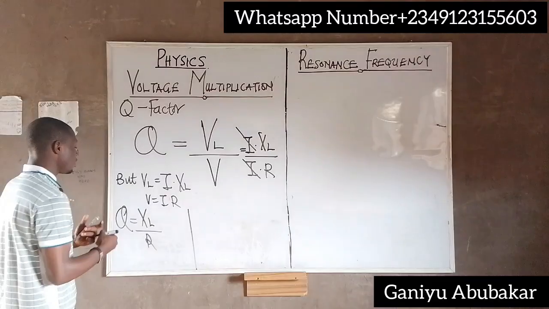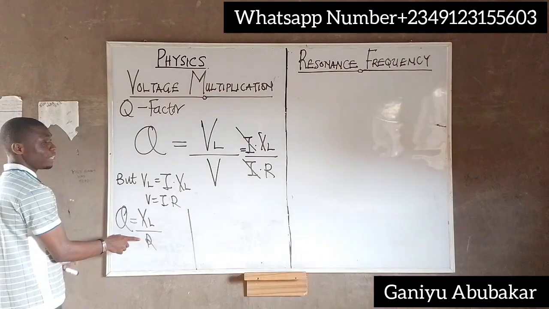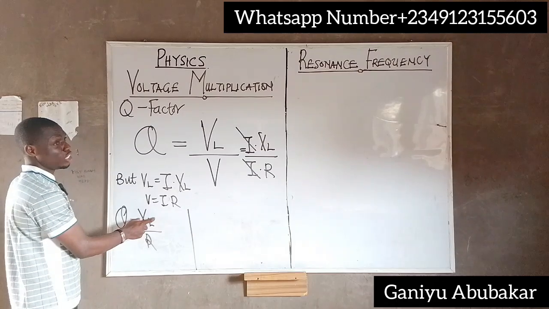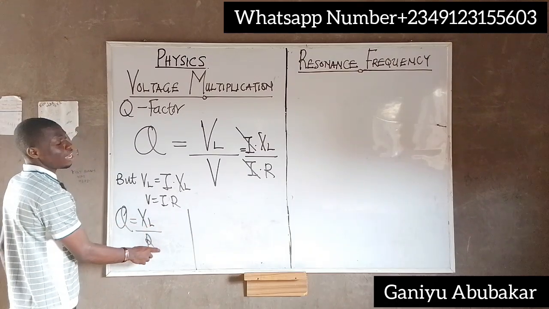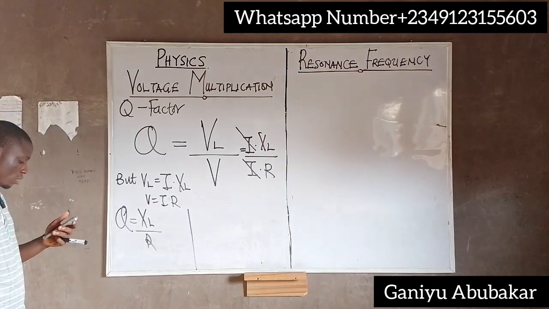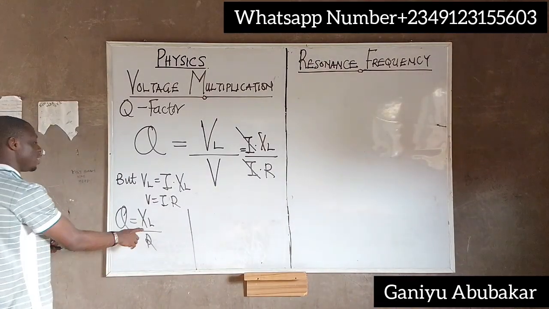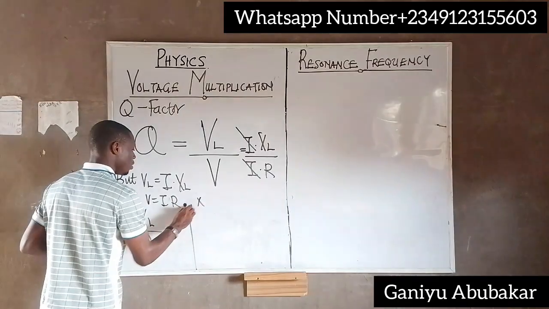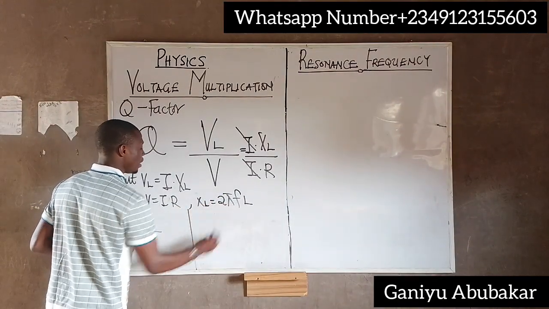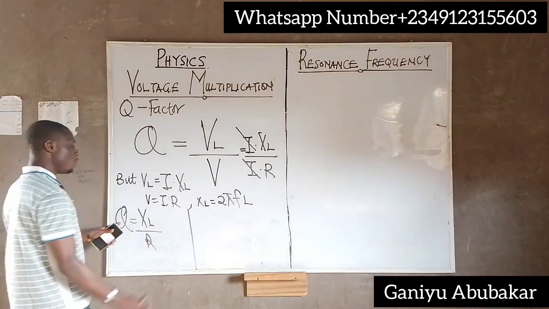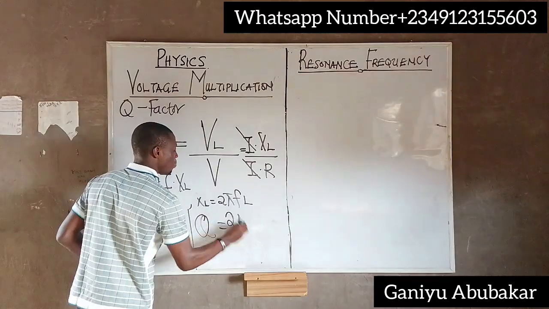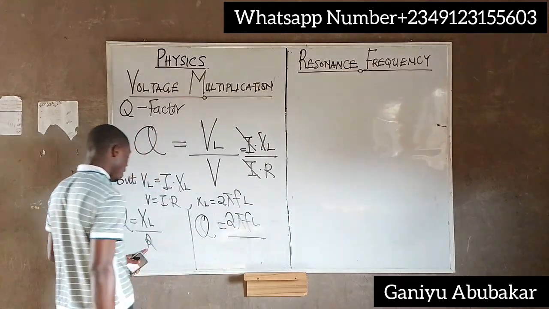R. That is, Q factor can also be expressed as, or can also be defined as, the reactance of an inductor circuit to the reactance of a resistor circuit, as you can see. I have a space. And we know that XL is what? 2 pi FL. So I can put this one here. Q factor can also be, XL is 2 pi FL all over R.